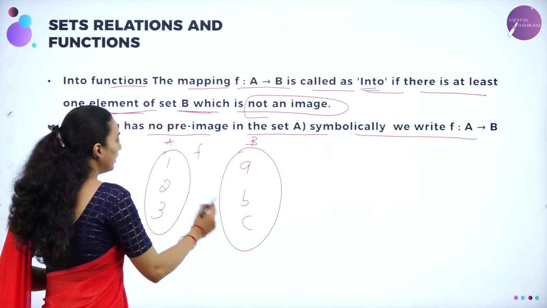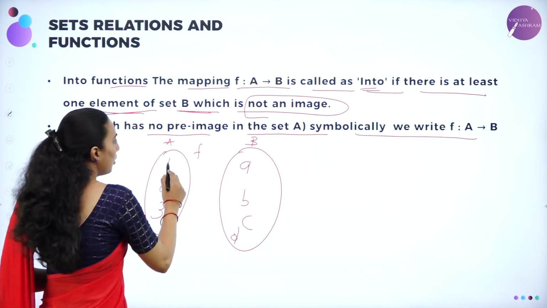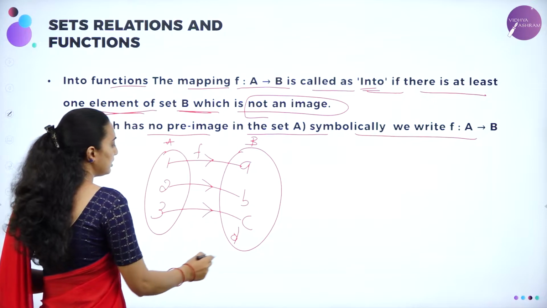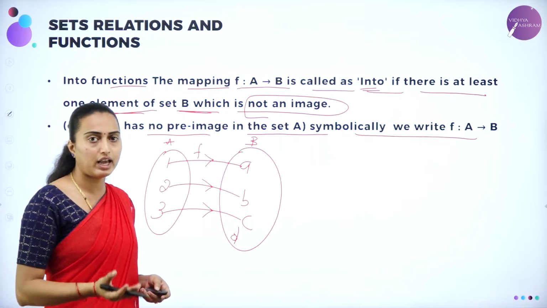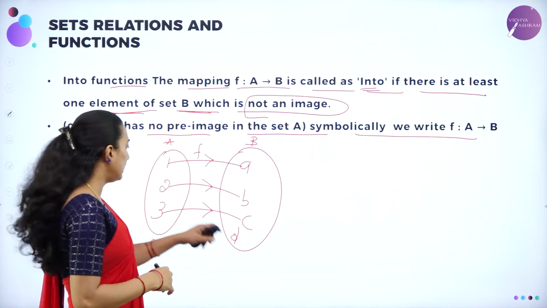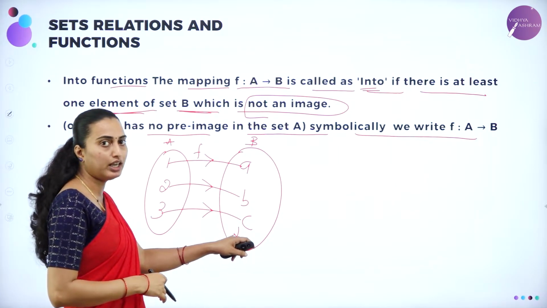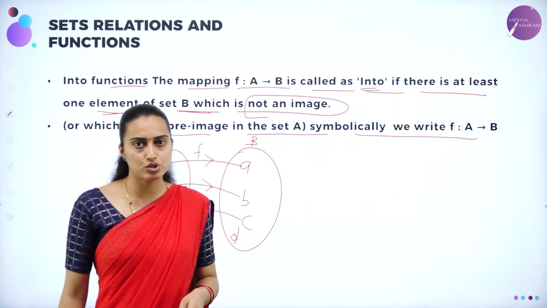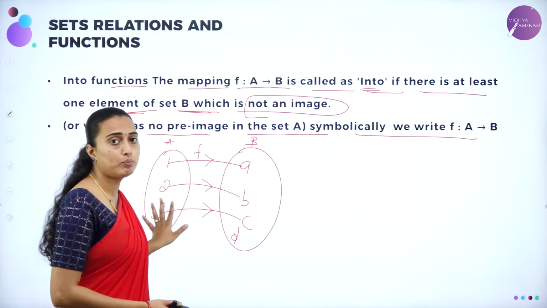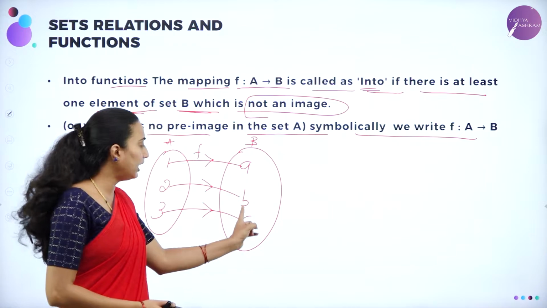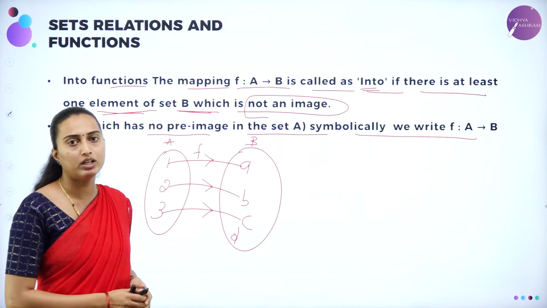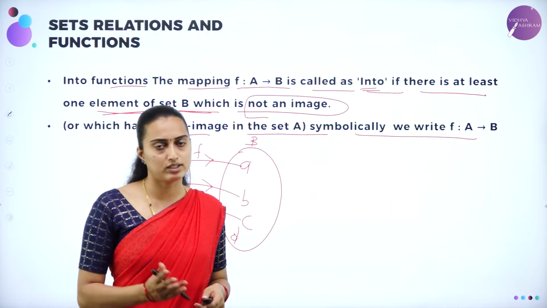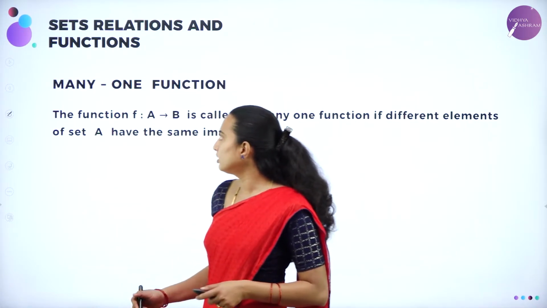For example, here I am going to take 1 connected to A, 2 connected to B, 3 connected to C. D is not having a pre-image, or there is one element left out in the set B. This is going to be known as the into function. Understood? So here no element should be left out in the domain set, but if any one or more elements are left out in the codomain set, then it is going to be known as the into function. That's it, dears. Yes, we'll move on to the next one.